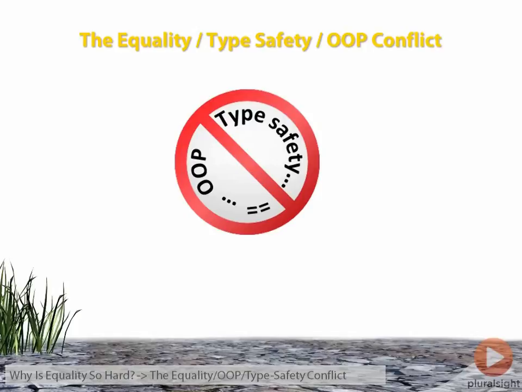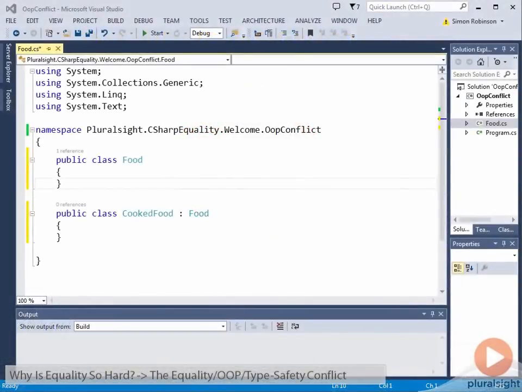But just to try and quickly give you a rough flavour of the conflict for now. Later on we'll be developing a base class called food, which represents different foods, and we'll have a derived class called cooked food, which adds information about the cooking method. If we wanted food to declare that food instances know how to check whether they are equal to other food instances, you might be tempted to have it implement the interface IEquatable of food.